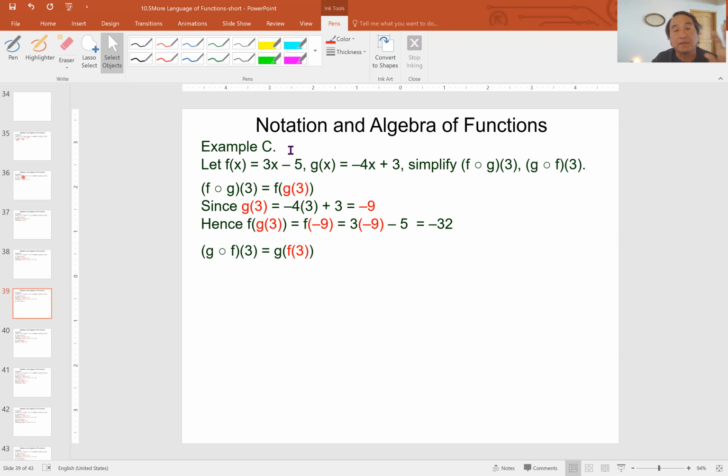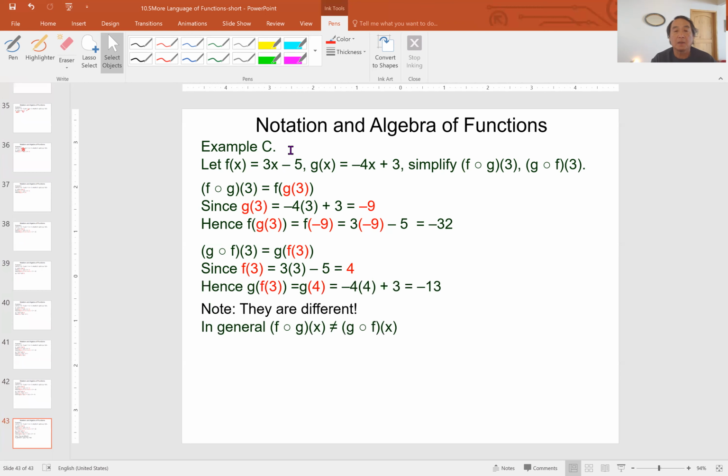Here's g circle f. If I turn that around, that means 3 has to go through f first, which comes out 4. Then this 4 goes through g, and you have double minus 13. Notice these are different. So that's it. Do the homework. Bye bye.